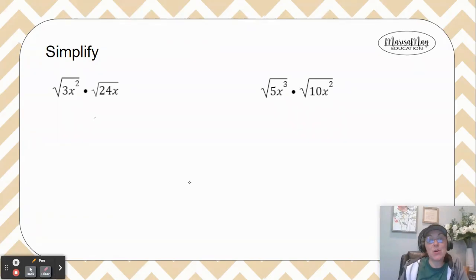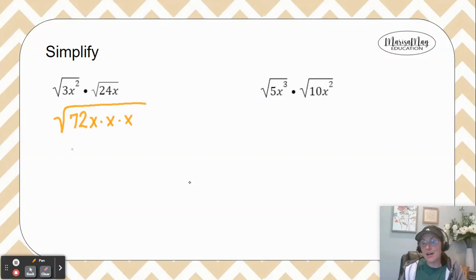In this video, we'll be multiplying radical expressions, or expressions with square roots. So let's take a look. I think it is probably best if we go ahead and multiply what's underneath the square root here. So 3 times 24 gives me 72. And then I've got x to the second, which is x times x, and then times another x.